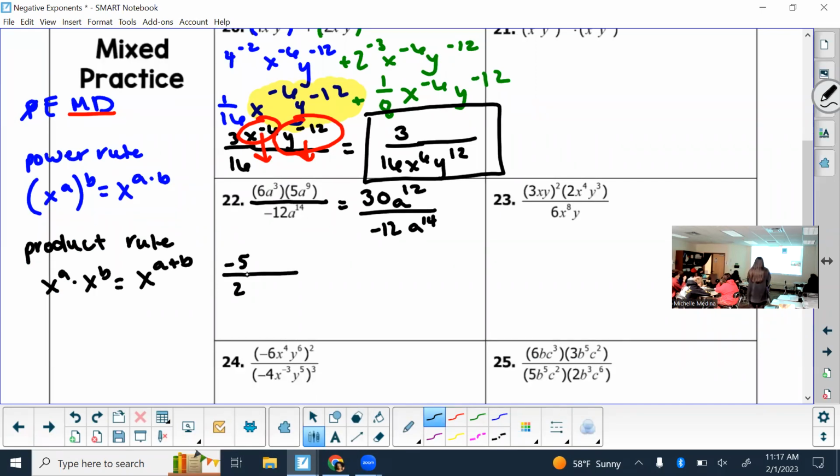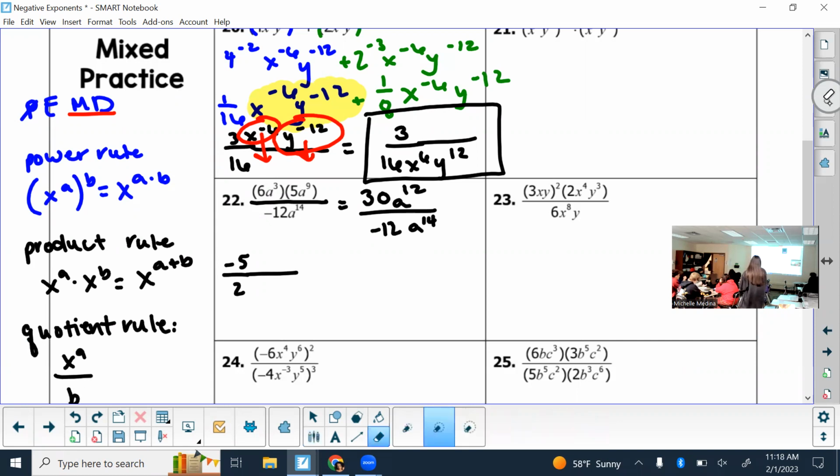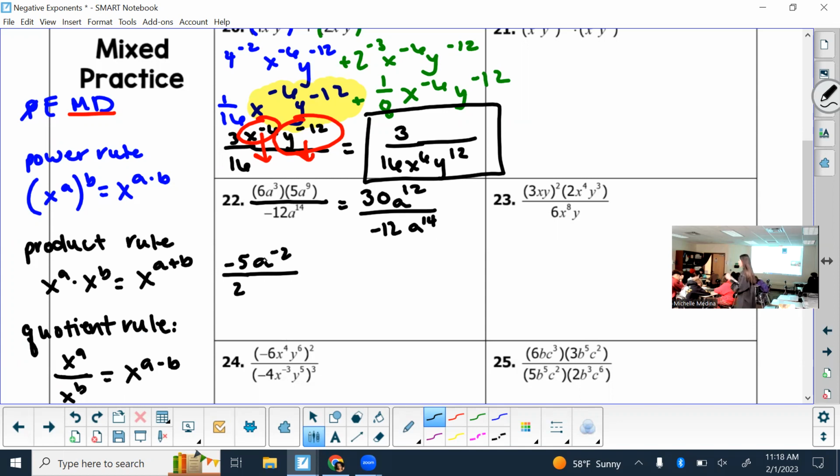All right, and then we still have the variables. So when we're dividing variables of the same base, so they're both A's, what do we do with the exponents? We subtract them, thank you. So let me fix this rule that I'm writing. So if I have x to the a divided by x to the b, we get x to the a minus b. So 12 minus 14 is -2. Is that my final answer?